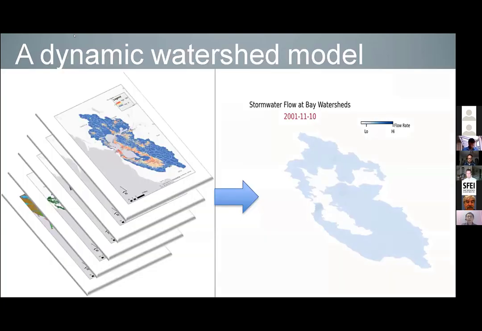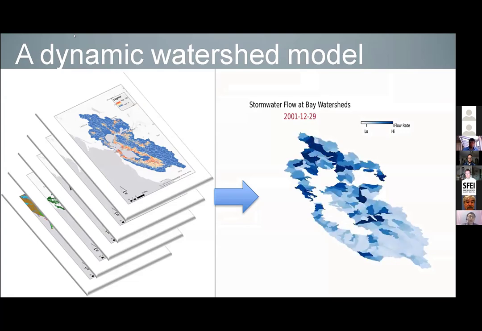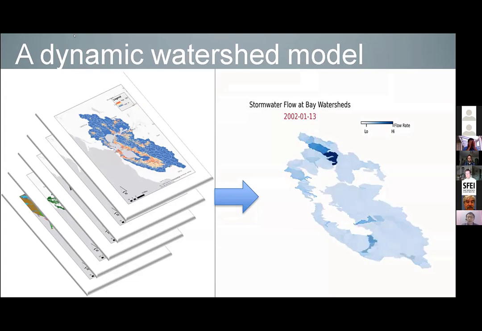So knowing all those spatial and temporal variables that control the contaminant transport process, we built a dynamic watershed model using the LSPC model. By considering the spatial variation I just mentioned in the model, and also driving it with high resolution temporal and spatial rainfall data, we were able to mimic the dynamic system at different space and time.